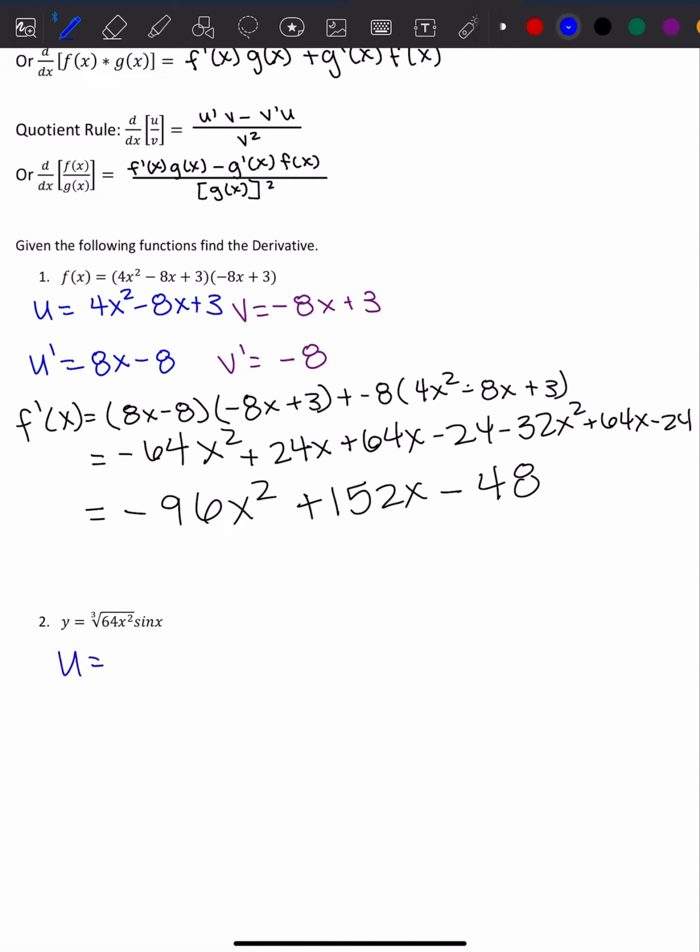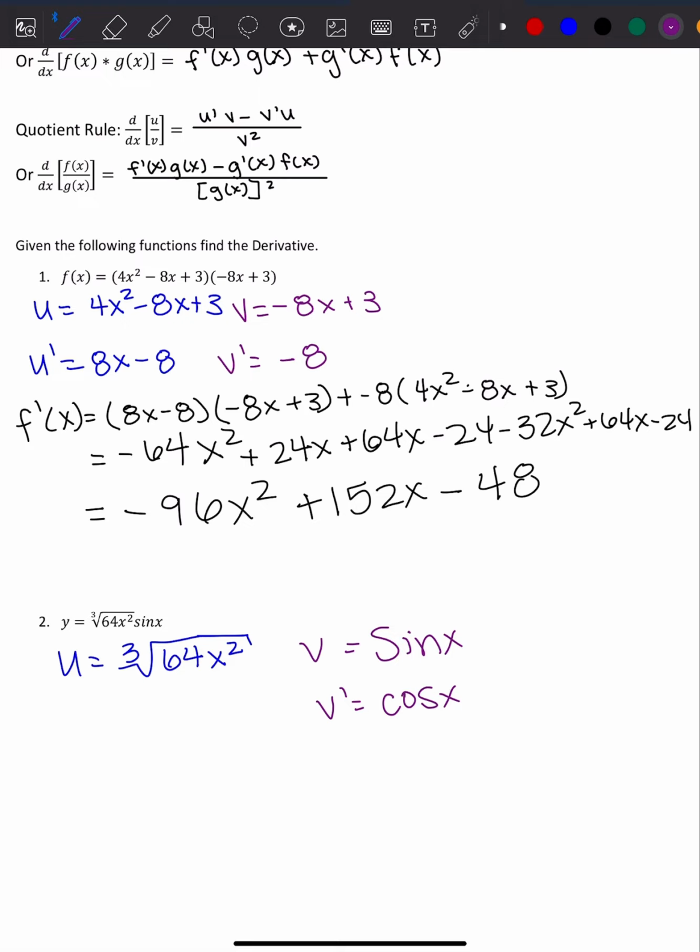So in this one, we have the cubed root of 64x squared, sine of x. So I have u going to be the cubed root of 64x squared times sine of x. So what we are going to do is make u the first part, v is sine of x. So v prime in our case is going to be cosine of x, which makes our simplifying a lot easier.